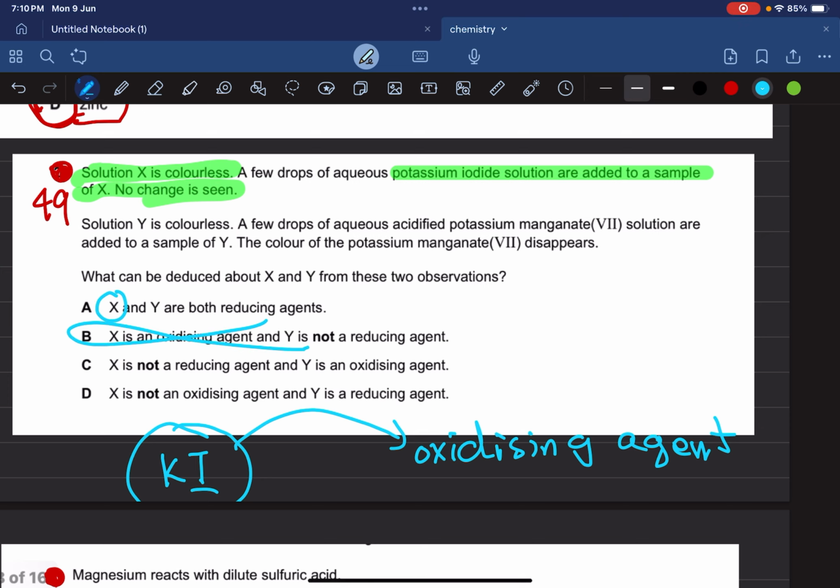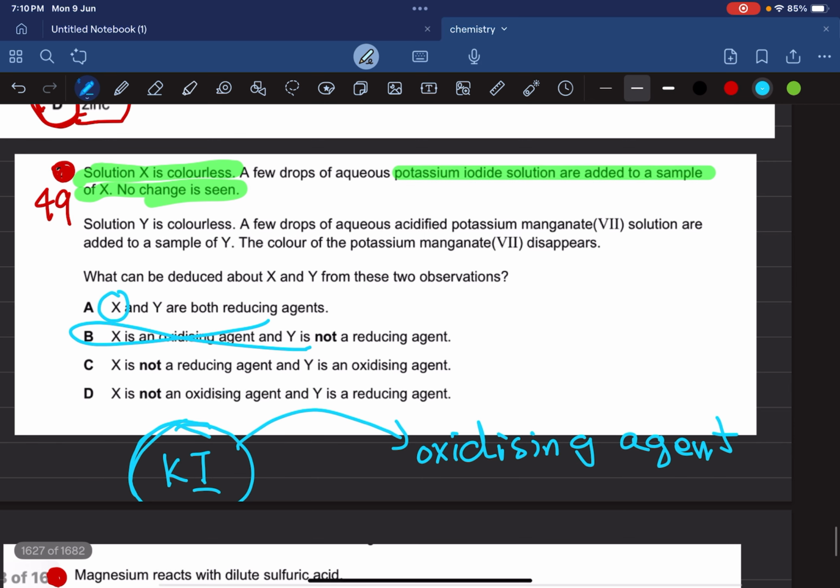If it was an oxidizing agent, it would change color when added to KI, because KI is a reducing agent, and a reducing agent and an oxidizing agent react together to change color. They change color from colorless to brown. So if something is added to KI and it does not change color, that means it is not an oxidizing agent. Okay, that is correct. First part we figured out.